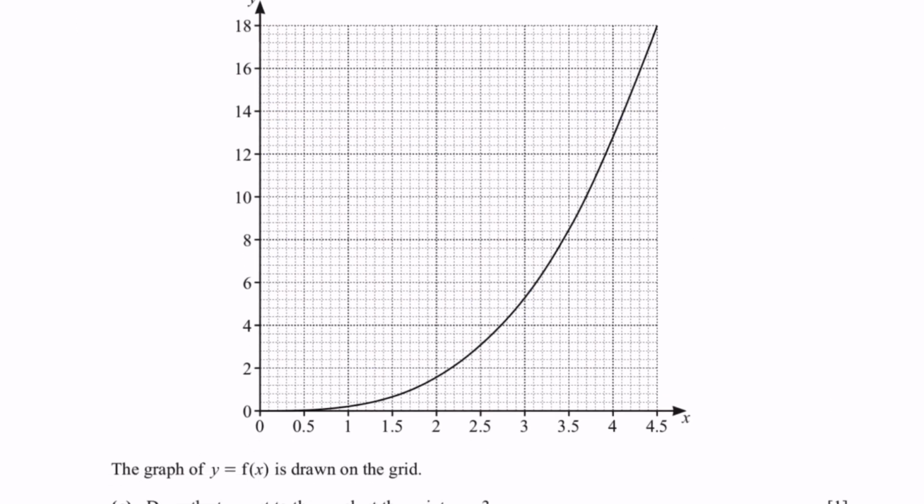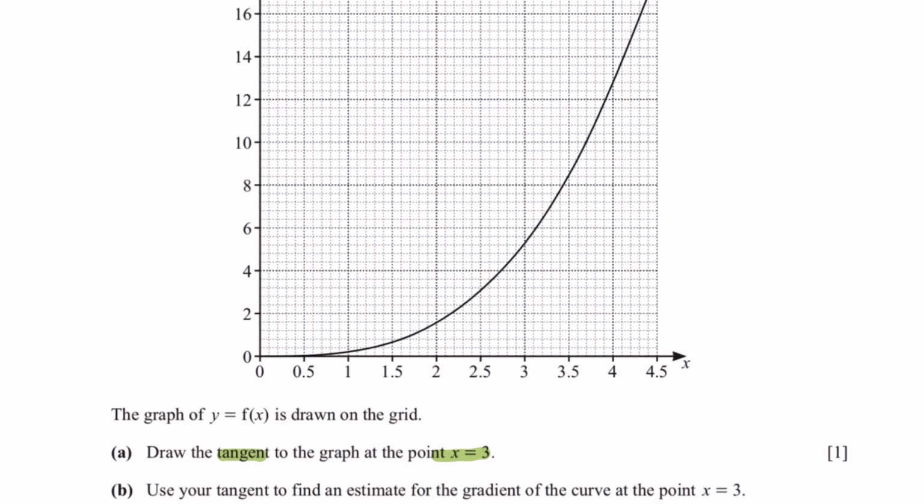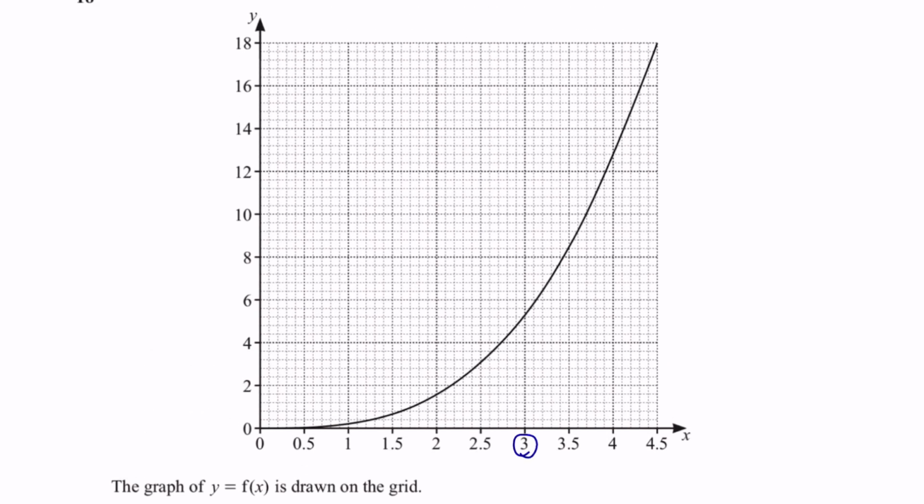Next, question 18. The graph of y equals f(x) is drawn on the grid. Draw the tangent to the graph at the point x equals 3. So this is x equals 3, and we are asked to draw a tangent at this point. So this is what a tangent looks like. I think it's best if we elongate them, so I'm going to draw it like this instead.